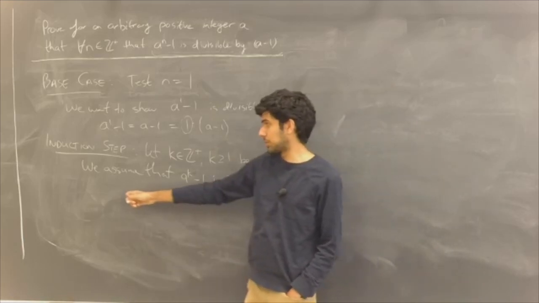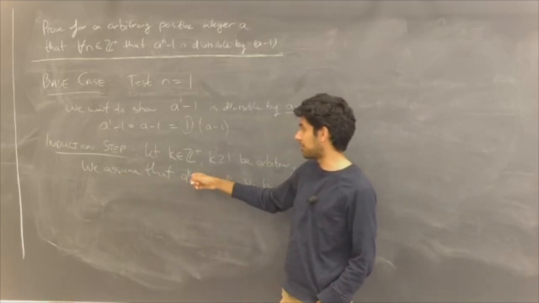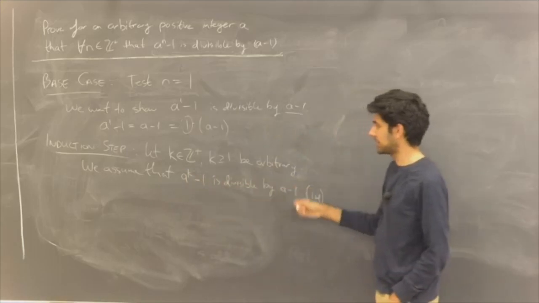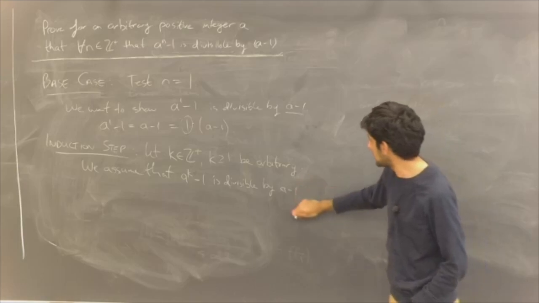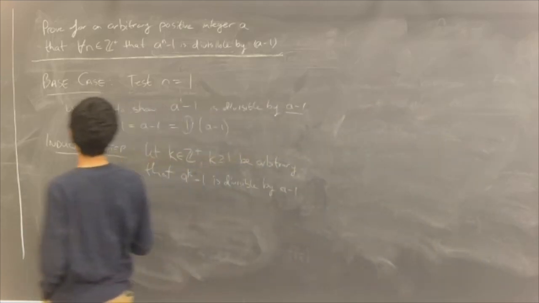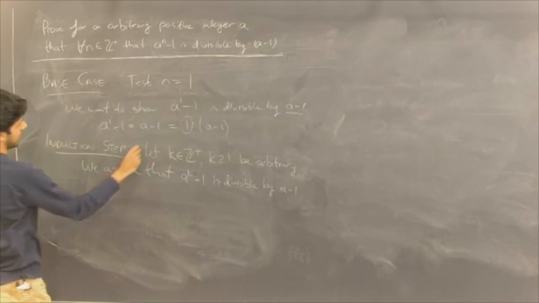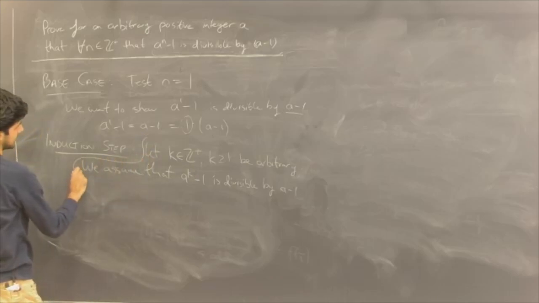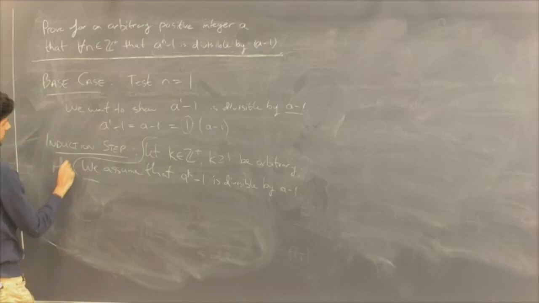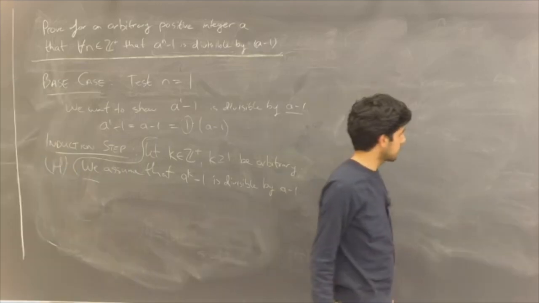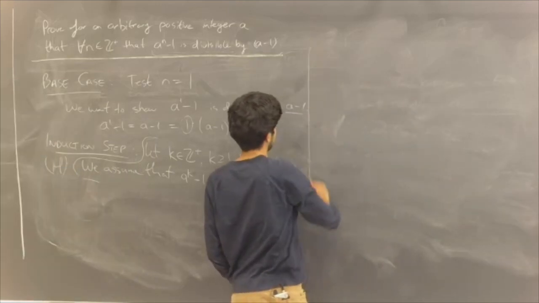Then we say what we're assuming. We assume that a to the power of k minus 1 is divisible by a minus 1. And this entire thing is the induction hypothesis. So this conglomerate is the IH. Cool. Now we get on to the fun part.